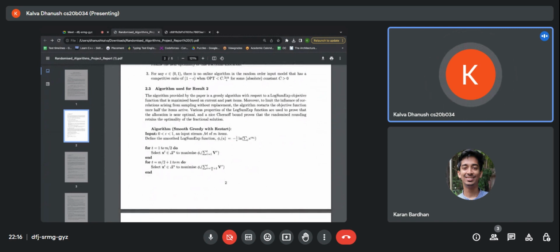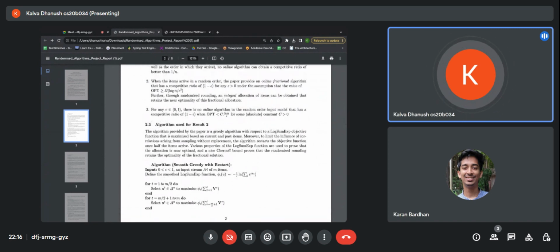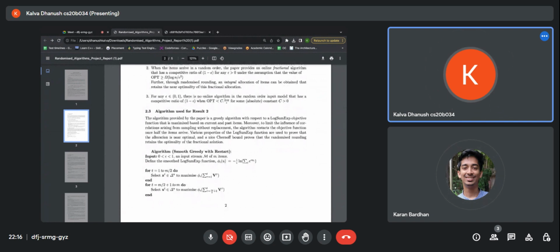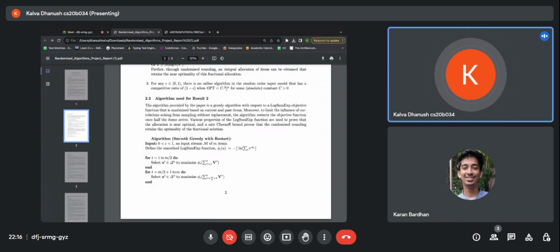So the algorithm provided is a kind of greedy approach. It's not a direct greedy algorithm as such, but a smoothed greedy algorithm where they make use of the log sum exponent function. The log sum exponent function is defined as phi of u equals minus 1 by epsilon times ln of the summation of e to the power epsilon u_i. At each step we aim to maximize this function considering the previous allocations.